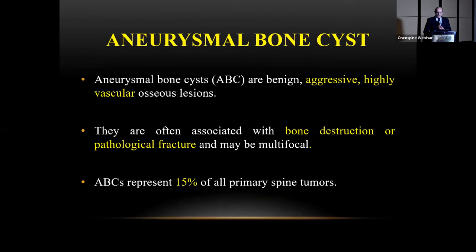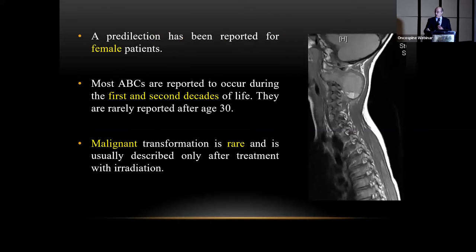Let's go to the aneurysmal bone cysts. It's much more common than the other lesions. It represents about 15% of all primary spine tumors. Massive bone destruction, expansile lesion. It's more common in females. Most ABCs are reported to occur during the first and second decade, rarely after the age of 30. Malignant transformation is rare, and it's related to irradiation.